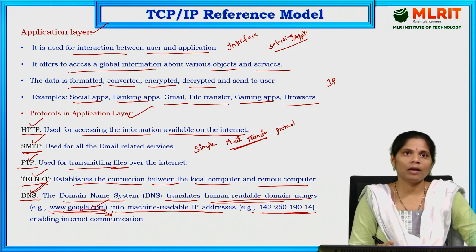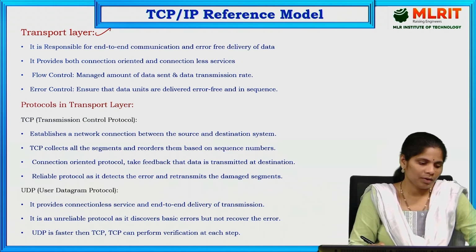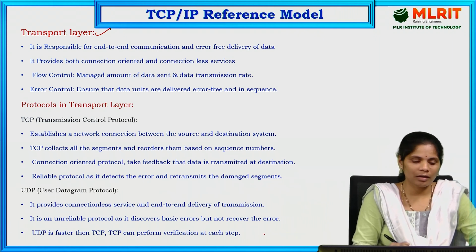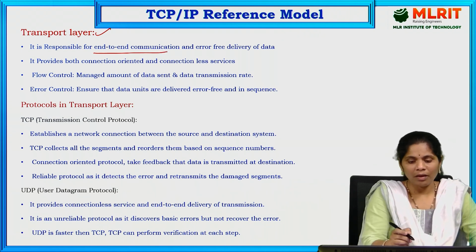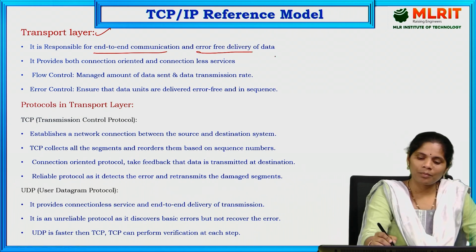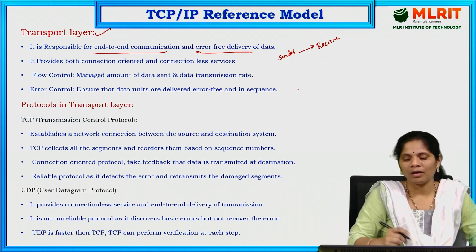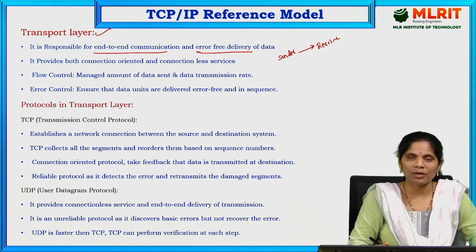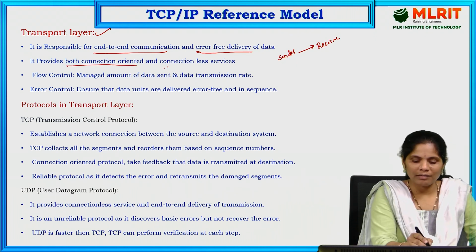And the next layer is the transport layer. This is the second layer in the TCP/IP reference model. What is the transport layer here? It is mainly responsible for end-to-end communication and error-free delivery of the data. Transport layer means from sender to receiver, how the data is going to be sent and received. That is end-to-end communication. At the same time, it provides both connection-oriented and connectionless services.